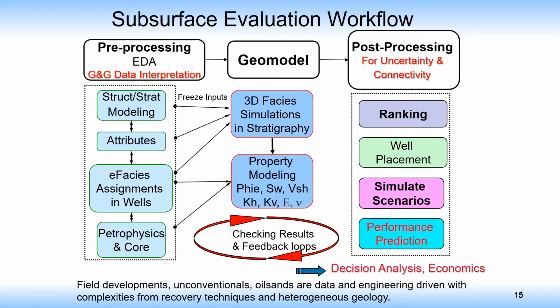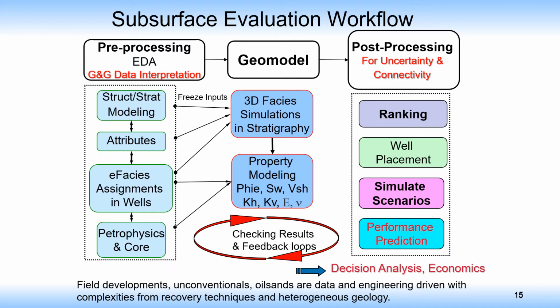Okay, so the workflow, if we look at it from a different way, there's three parts: the pre-processing or exploratory data analysis in the GNG, using the GNG data, and we mentioned structure, strat, using various information, the facies, petrophysics, and that's where we build 3D facies, followed by properties. It's hierarchical.